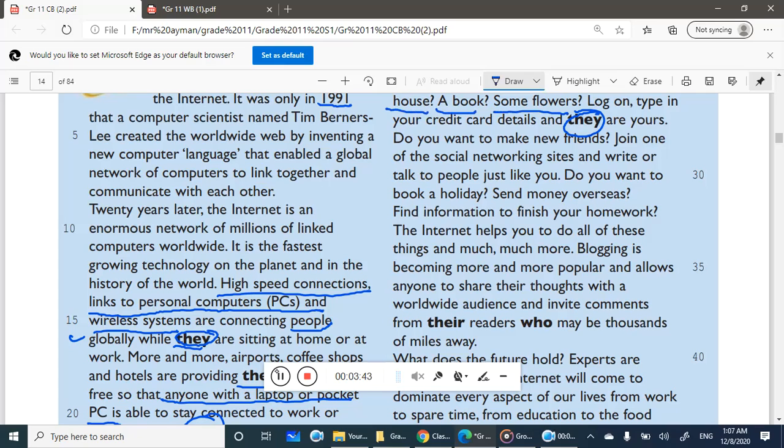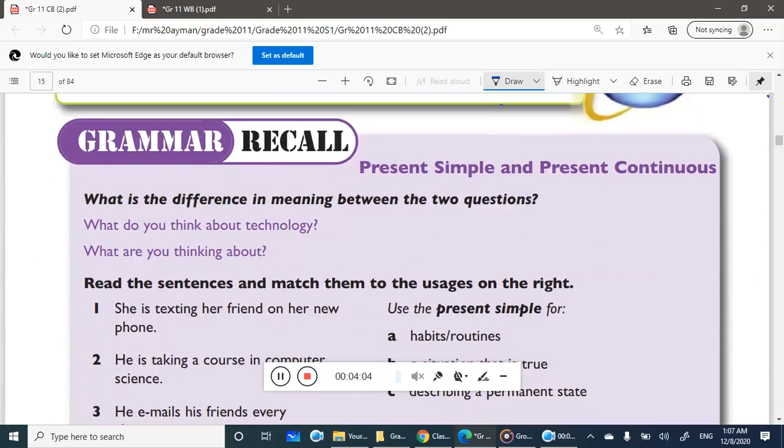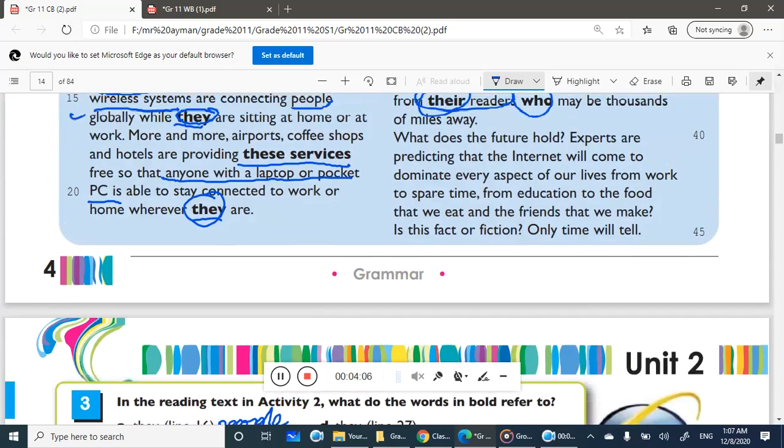Okay. Also we have got the word there. Here it refers to anyone. While the word who, it refers to their readers. This one, their readers. We finish this activity.